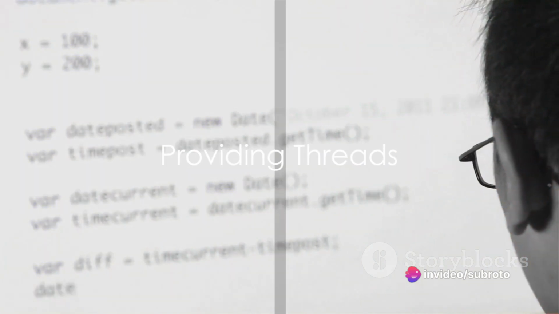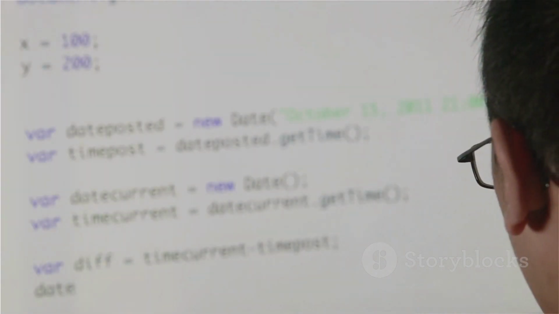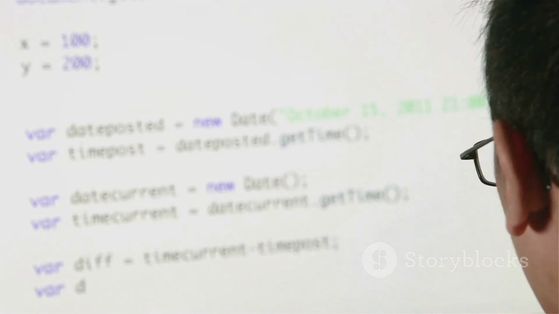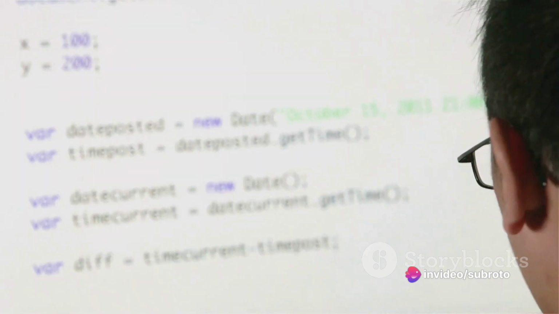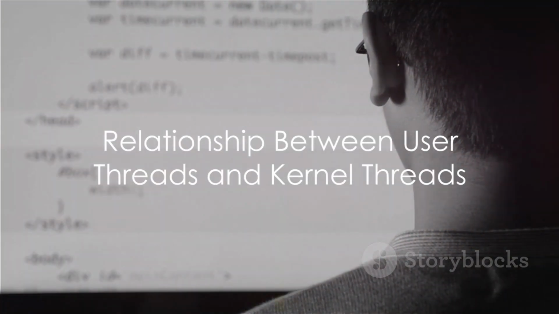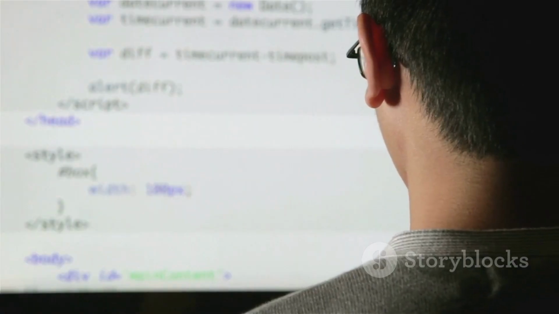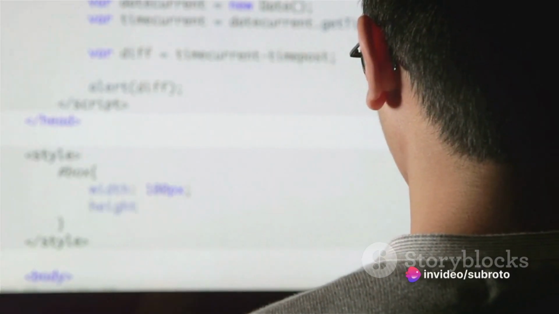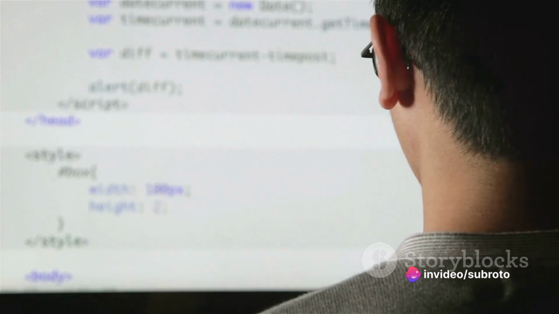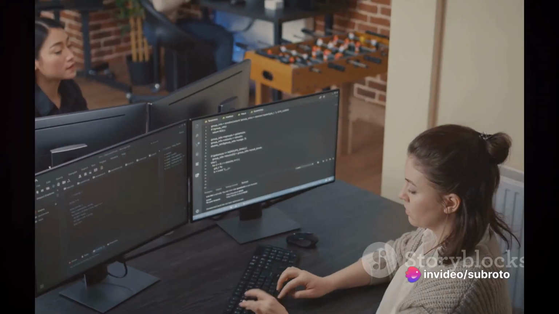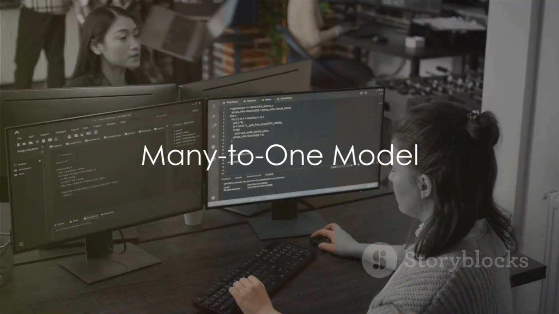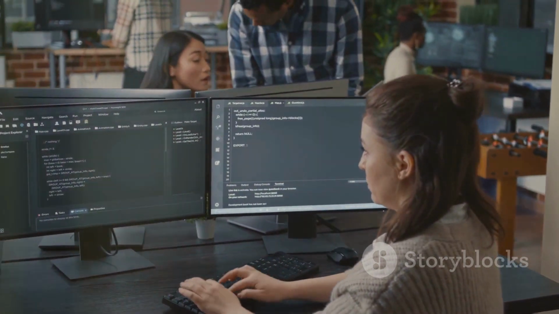So, how are threads provided? They can be provided either at the user level for user threads or by the kernel for kernel threads. User threads are managed without kernel support, while kernel threads are managed directly by the operating system. There are three ways of establishing a relationship between user threads and kernel threads: the many-to-one model, the one-to-one model, and the many-to-many model.